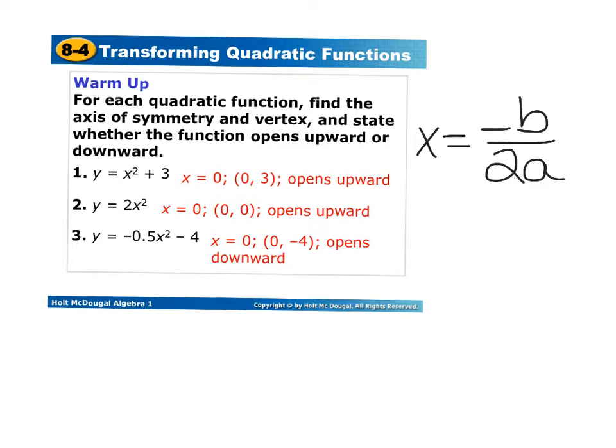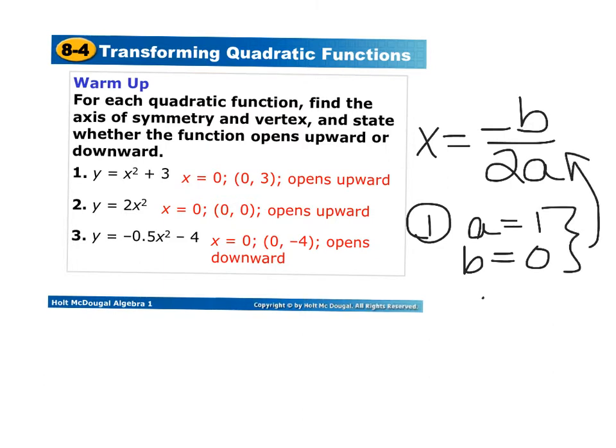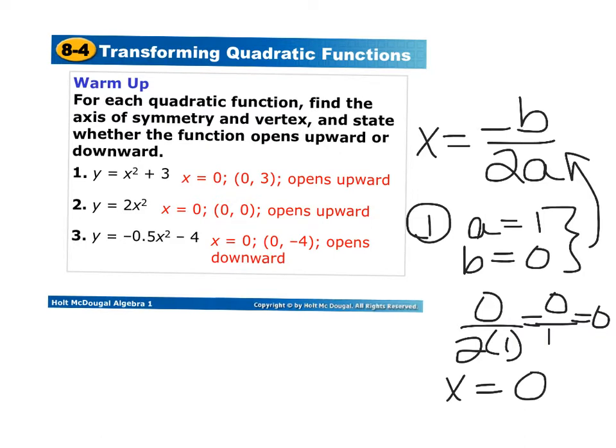So here we're going to look at our first number 1. We can see that a is 1 and b, there isn't one. Okay, so it's b equals 0. So now I'm going to plug these two numbers into my equation. So 0 over 2 times 1, anything divided by 0 is 0. So my axis of symmetry here is 0.